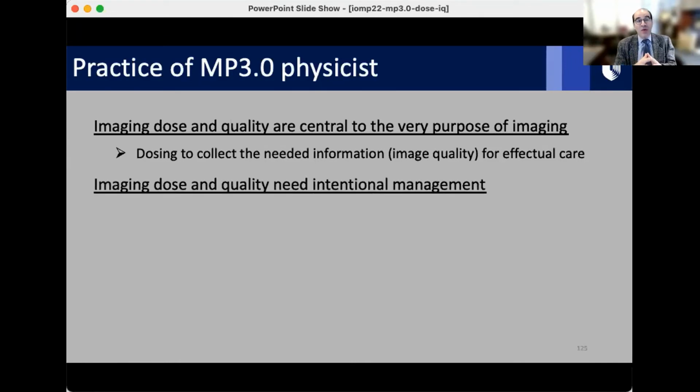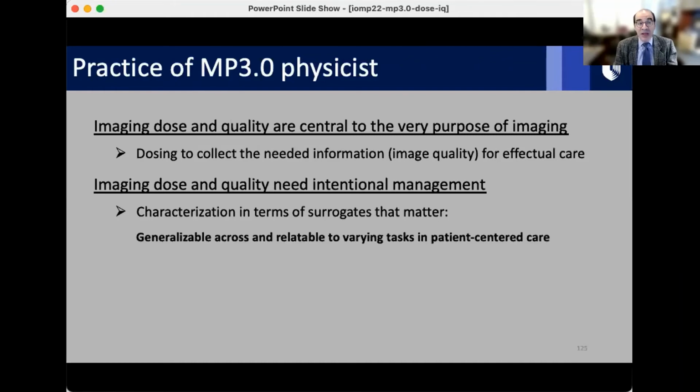Imaging dose and quality, though, need intentional management. First, we need to characterize them in terms of surrogates that matter, not just surrogates. Surrogates that matter. And what do I mean by matter? That means they're generalizable across and relatable to varying tasks in patient-centered care. So that's what patient-centered medical physics practice is all about. I can measure stuff that actually matters.